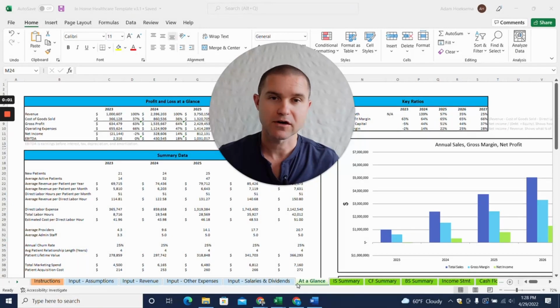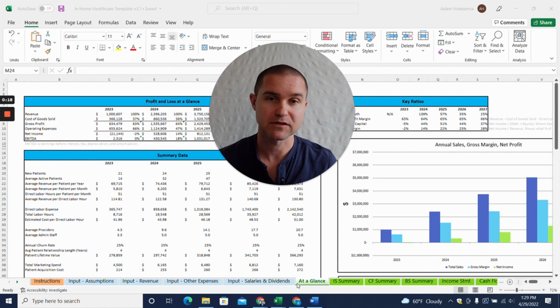Hey, if you're looking to start a home healthcare business and you need a set of financial projections to present to either a potential investor or a lender, and you're kind of stuck trying to figure out how to come up with a financial model that will make sense for your industry, you've come to the right place, because we have built a home healthcare financial projection template that's built specifically for this purpose.